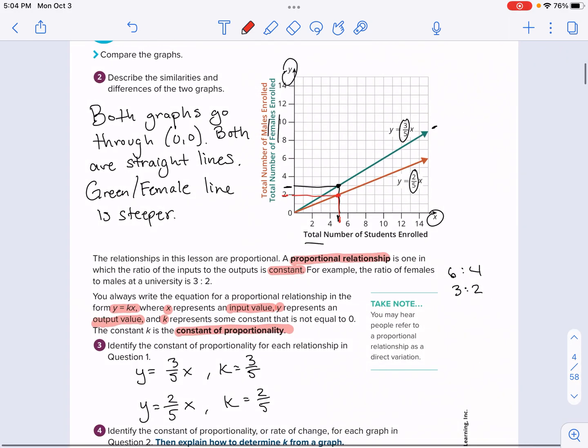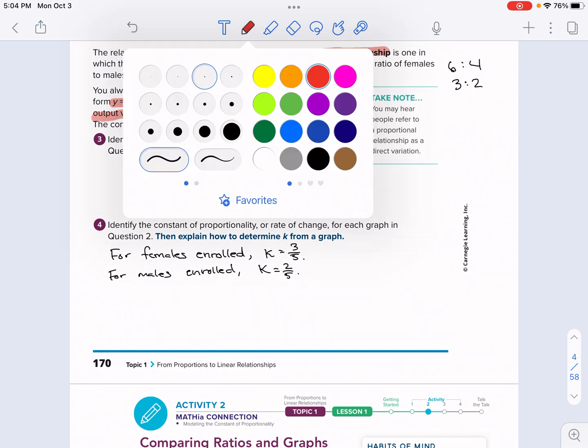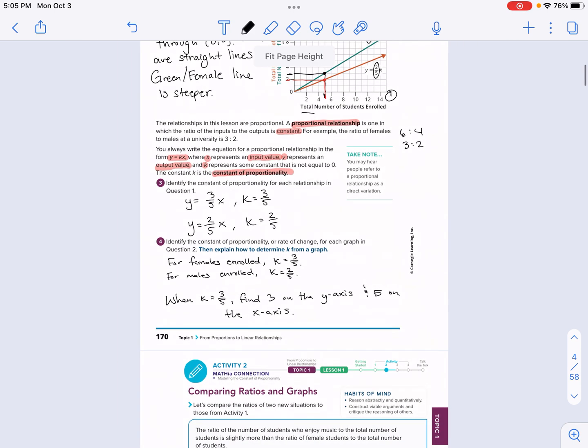So how can we find the constant of proportionality, also called rate of change, from the graph? Well, we'll talk about females. So for when k is equal to 3/5, we're going to find 3 on the y-axis and 5 on the x-axis. Okay, we're going to leave it at that.